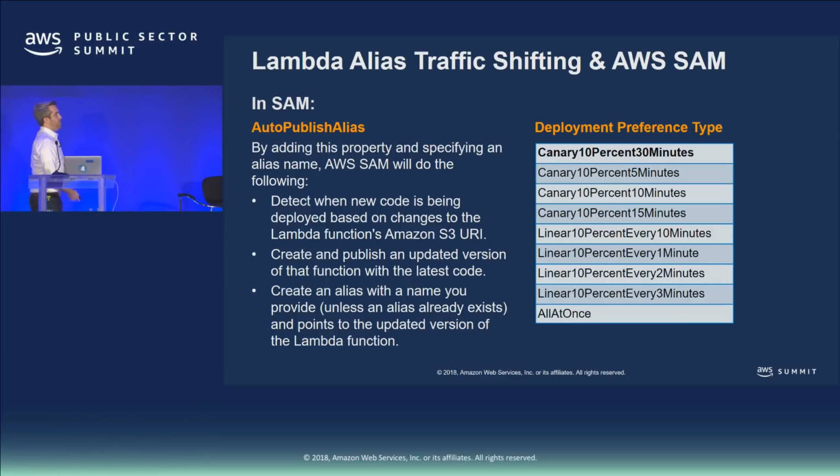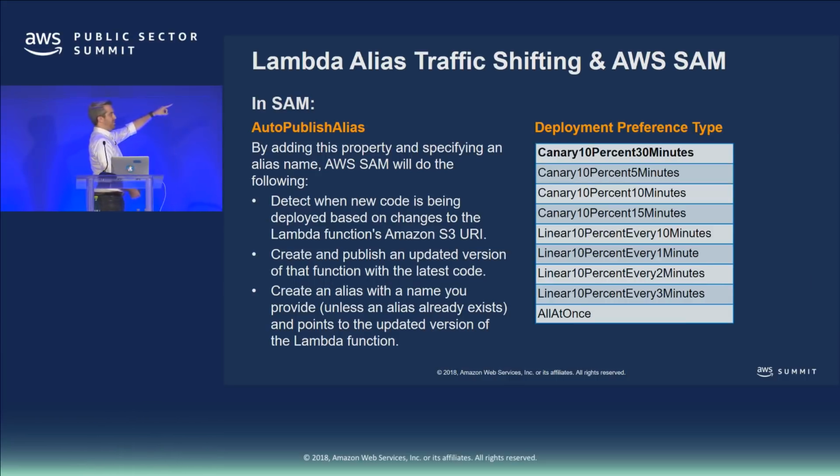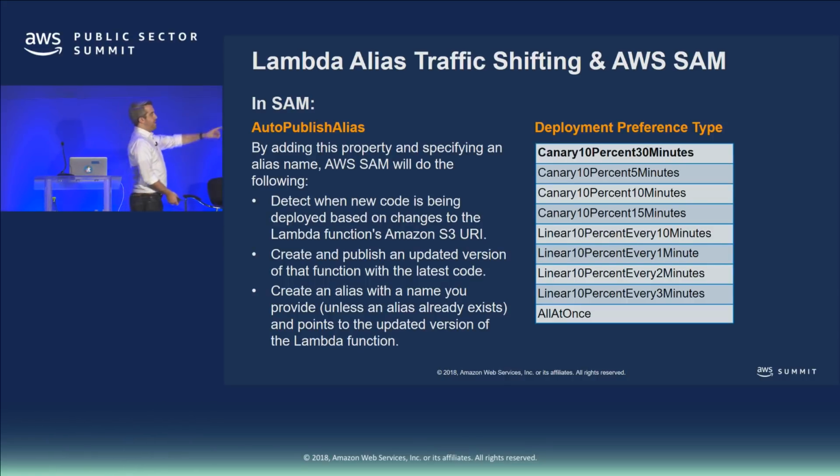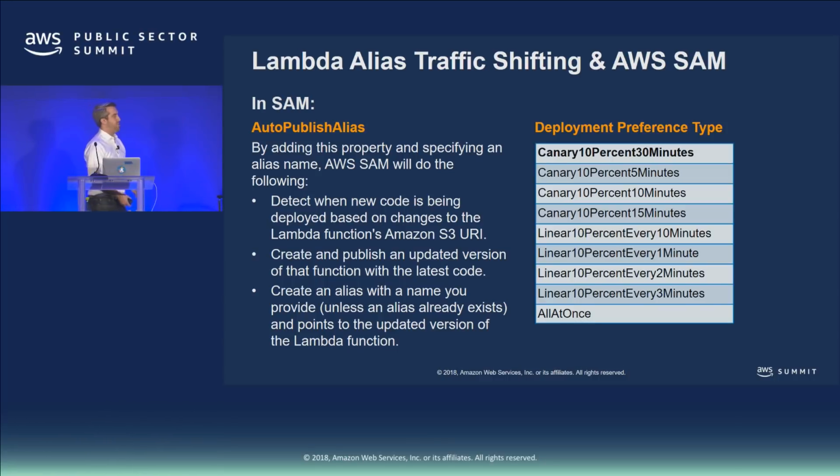So there's a parameter you have to specify, or an attribute, called auto-publish-alias. And this is going to allow you to define an alias for your Lambda function. And that's where you can point your invocation sources. And then we have a deployment preference type. And so we see here a couple of predefined deployment preferences. For example, canary 10% 30 minutes. This says send 10% of the traffic to my new version for 30 minutes. If everything goes well, increase it to 100%. We'll see here that if things don't go well, how you can react.